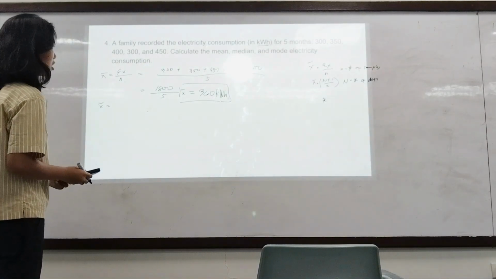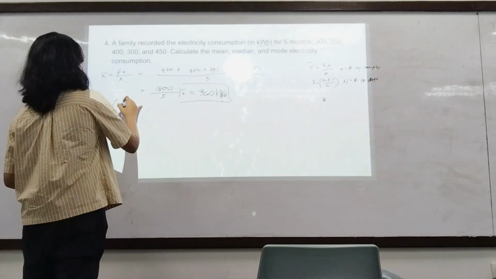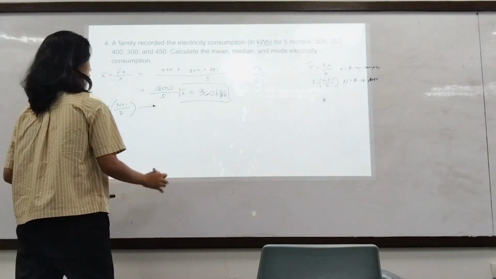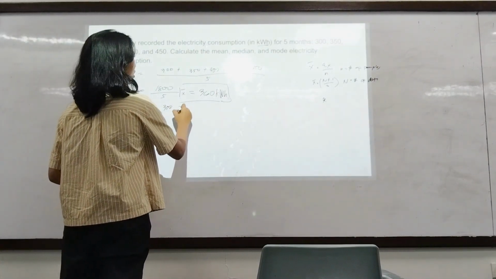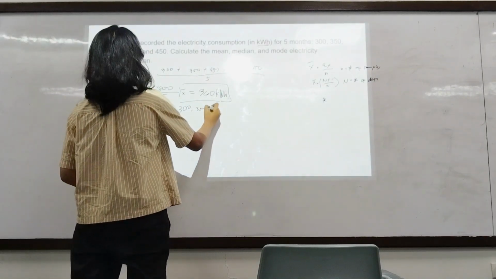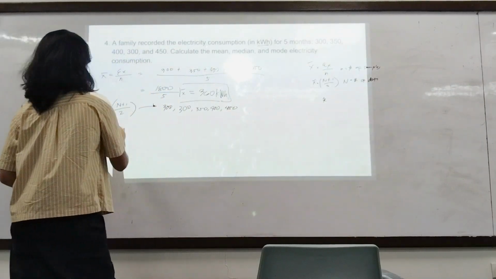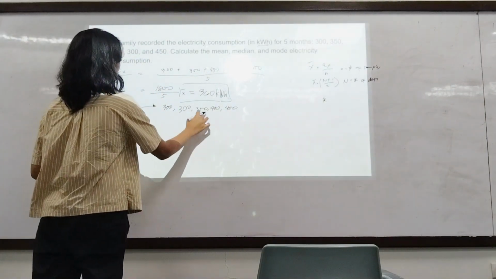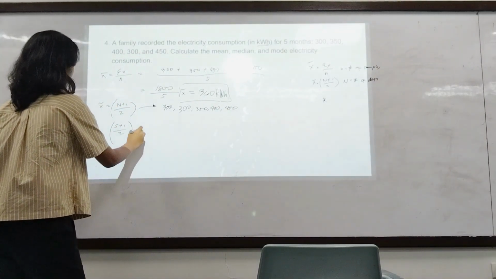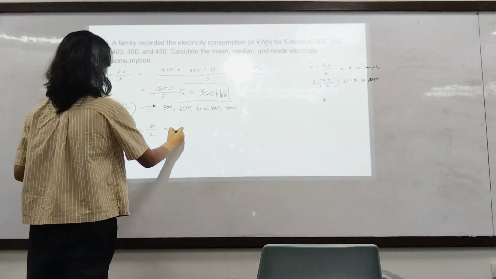Now, let's find the median. The formula is n plus 1 over 2. And then we're gonna arrange the given into ascending order: 300, 300, 350, then 400, and lastly 450. And then we're gonna count how many data are there. 1, 2, 3, 4, 5. We have 5, then add it with 1. That's 6. Copy the denominator and then find the quotient, which is 3.